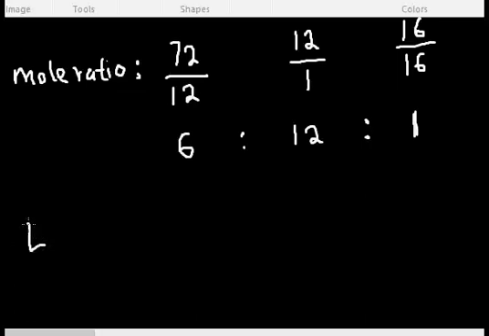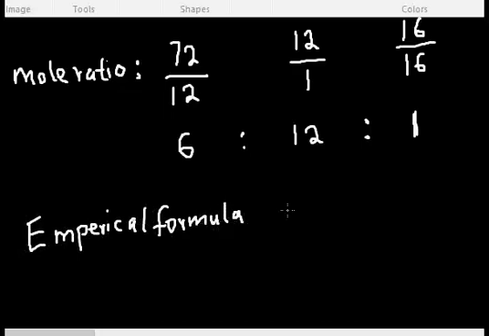So in that case, now the empirical formula is going to be equal to: 6 atoms of carbon, that's C6; 12 atoms of hydrogen, H12; then 1 atom of oxygen, just O. So this is the empirical formula of that compound. I hope that is well understood.